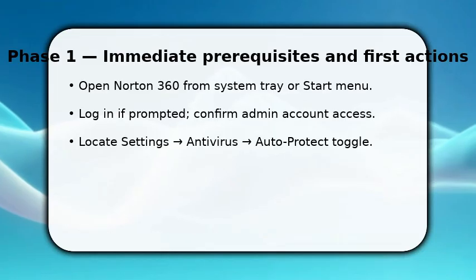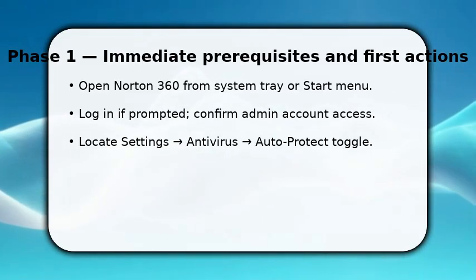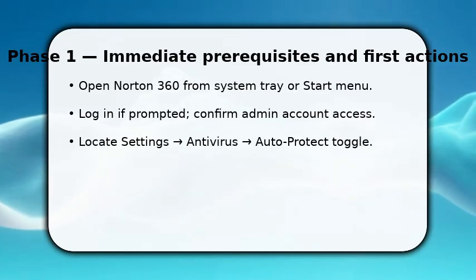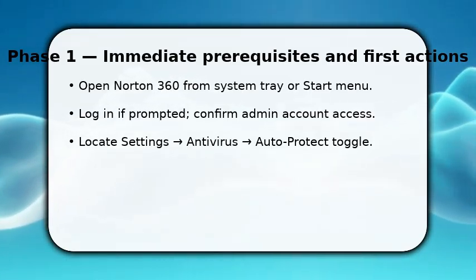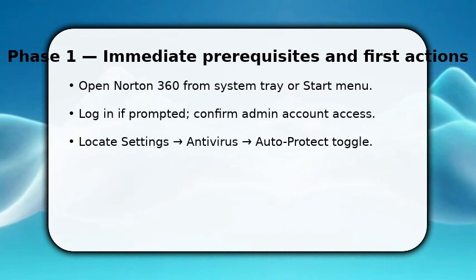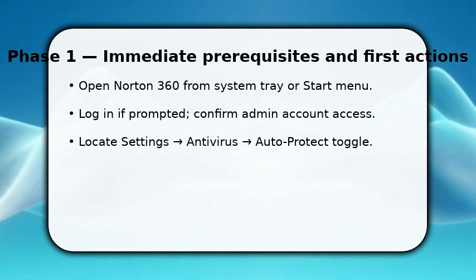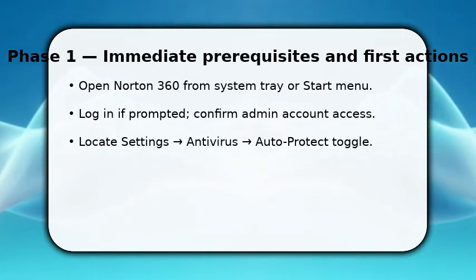This is the primary real-time shield. Turn Auto Protect off temporarily, and when prompted, choose the duration. Make sure you understand this leaves your system unprotected for that time. Remember why: disabling lets you perform specific actions like installing software or troubleshooting without interference.